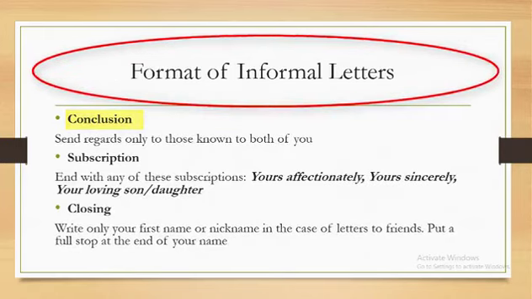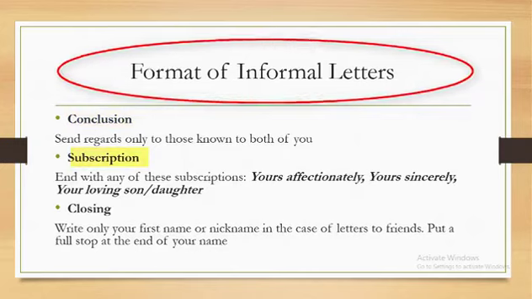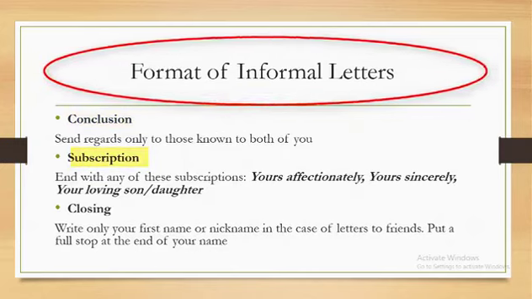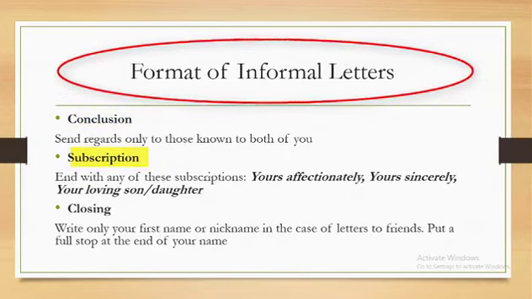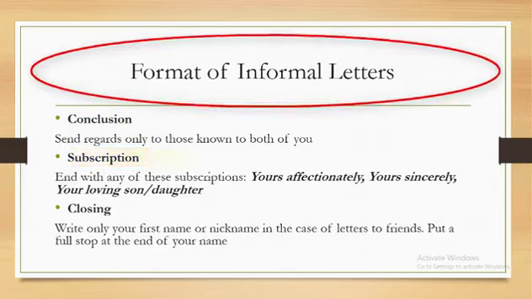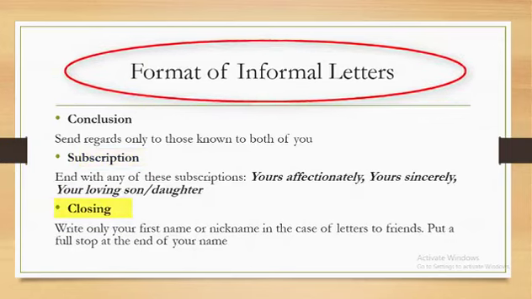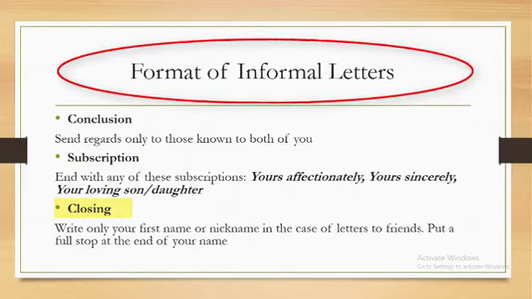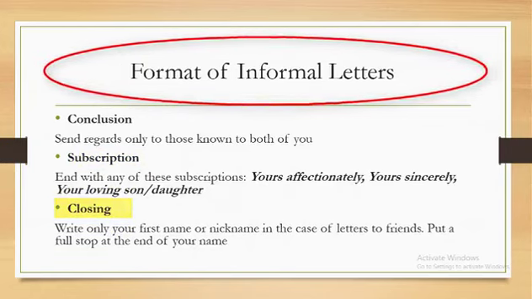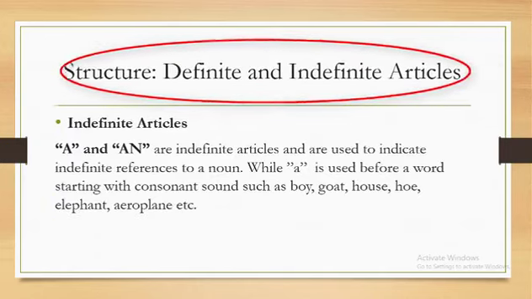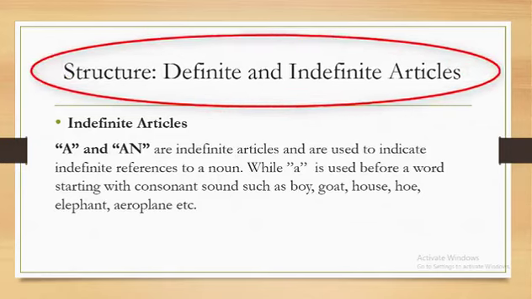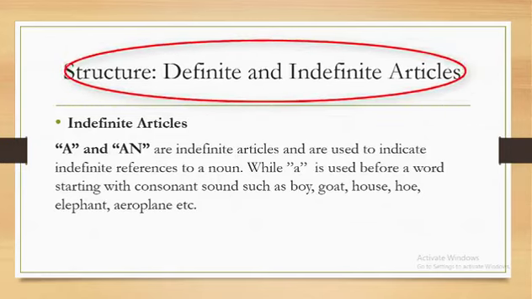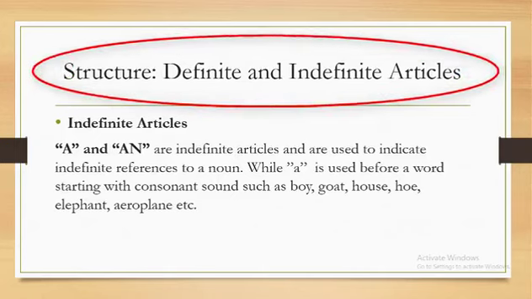Then your closing subscript or your complimentary close is yours affectionately, yours sincerely, your loving son or daughter, whichever one you want to use. Then you write your first name or your nickname as the case implies. Please, the only time you use nicknames is with your friends. Then put a full stop at the end of your name. So with that, I believe when you attempt questions on informal letters, you would see that it's one of the easiest letters to write.